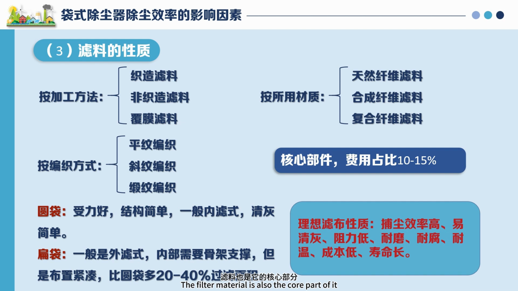The filter material is also the core part of it. Its cost accounts for 10% to 15% of the entire bag filter. Ideal filter fabric properties: high dust collection efficiency and easy cleaning, low resistance, wear resistance, corrosion resistance, temperature resistance, low cost, and long lifespan.